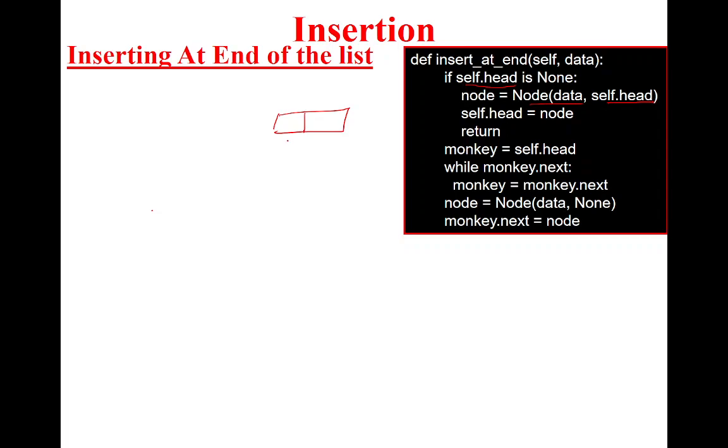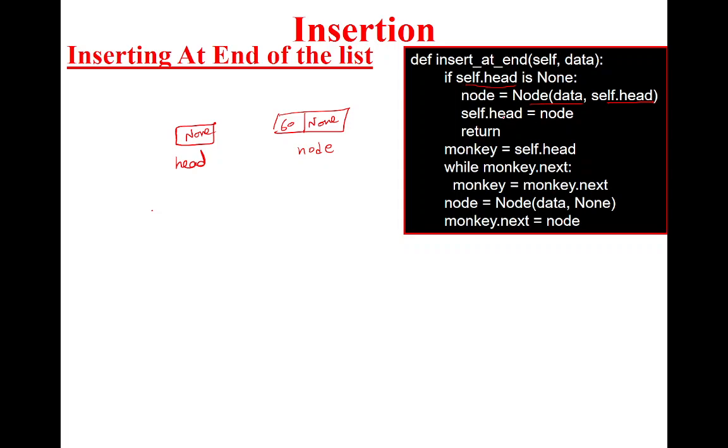Okay, let us assume this is the new node. The data coming is 60, and what is head? Initially head is none. Because of this condition only we are running. If head is none, the new node is created like this. Here the second part will be assigned into none. Okay, so the new node will be created.